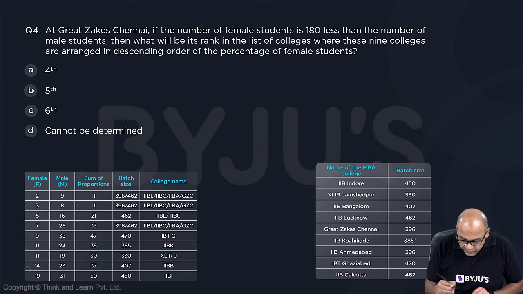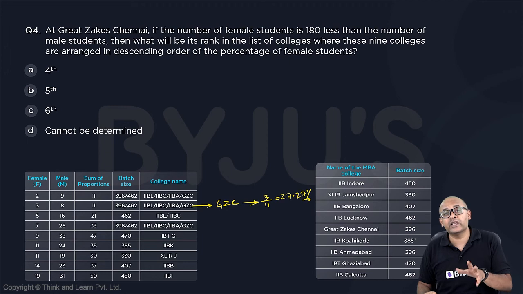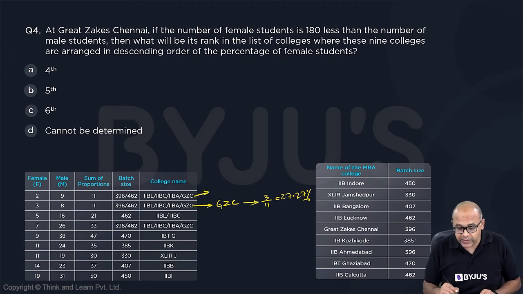Now, what does it tell us? This tells us we know this has to be grade JX college. And what is the percentage of females? Percentage of females is 3 out of 11. 3 out of 11 is 27.27%. Let's compare this with the others. Now, we don't know which college it is, but it is 2 out of 11. So 2 by 11 is clearly 18.08.